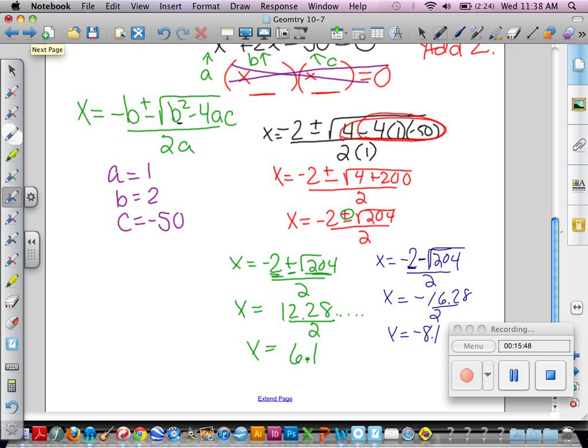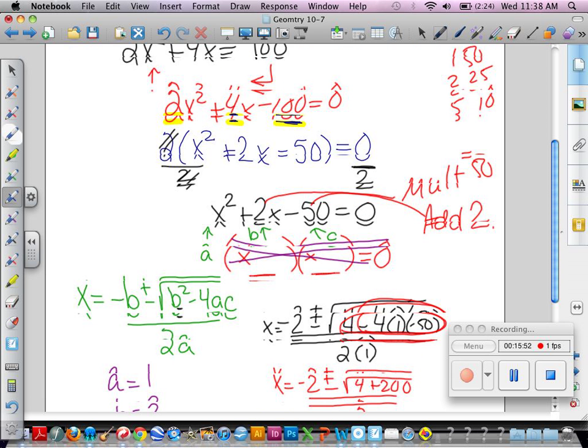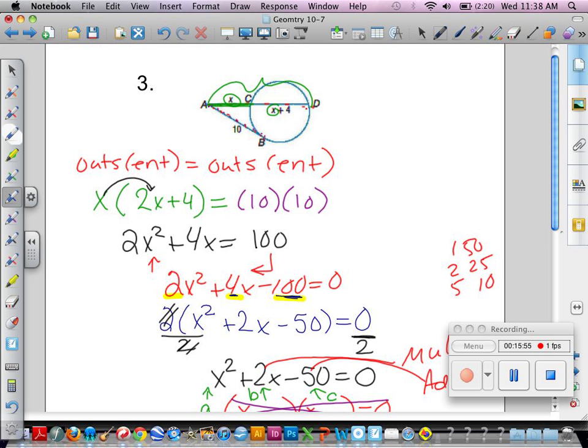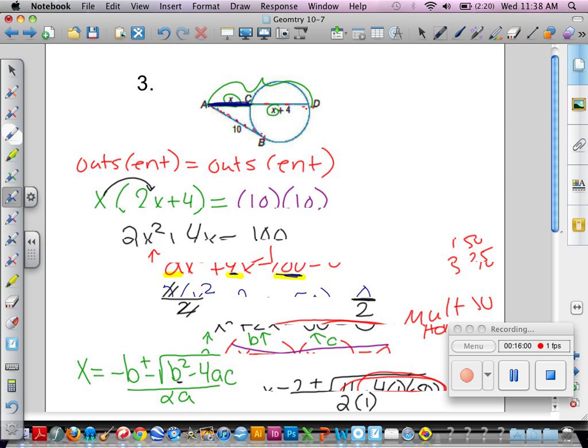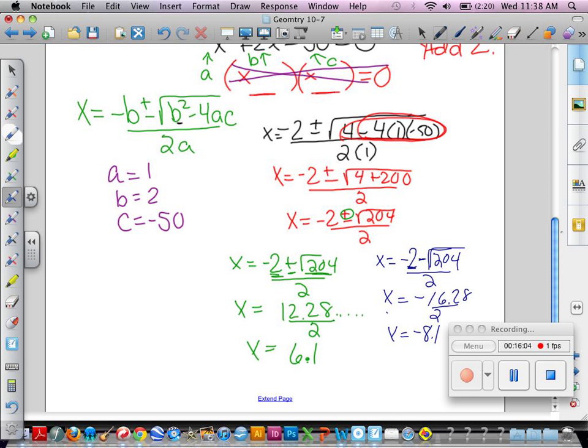Now, if you were just doing an algebra problem, you would keep both of these answers. But remember our value of x. Let's go up here and look. Our value of x represents a line right here. I can't have that line be negative 8. So I'm going to go back down here to my answers. I'm not going to be able to keep this answer because that's representing a line. I'm only going to keep my 6.1.